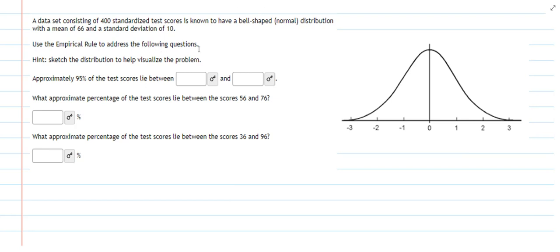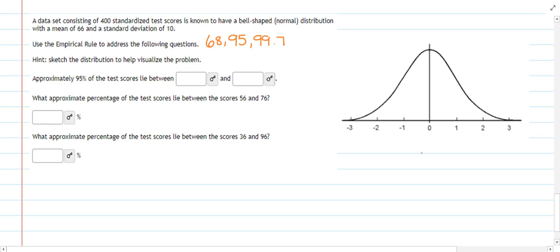So just as a reminder, for the empirical rule, that is the 68, 95, 99.7% rule. Okay, so 68% of the data will lie within 1 standard deviation, 95% within 2 standard deviations, 99.7% within 3 standard deviations. Okay, so let's sketch this before we start answering these questions.